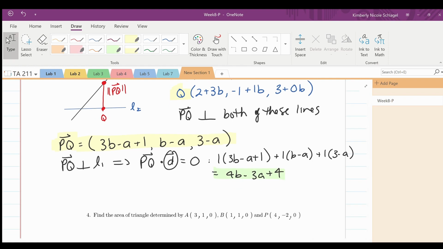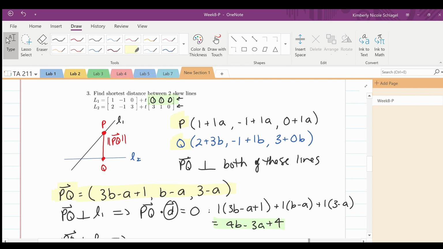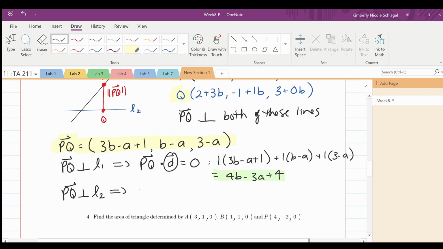Similarly, I know that PQ is perpendicular to line 2 also. Hopefully you guys agree with that. This right here is perpendicular to my line 2. Same sort of thing: because of that, I know that PQ dotted with D has to equal 0, which means that they're perpendicular to each other.